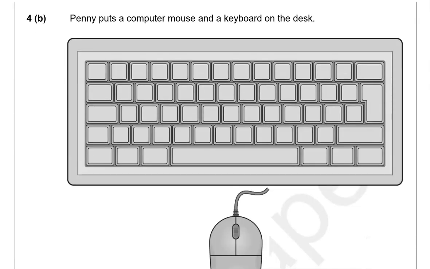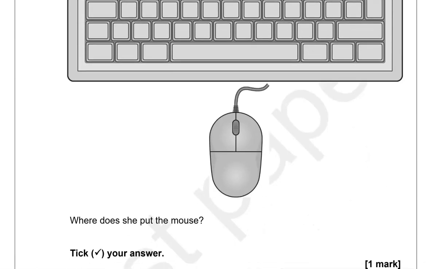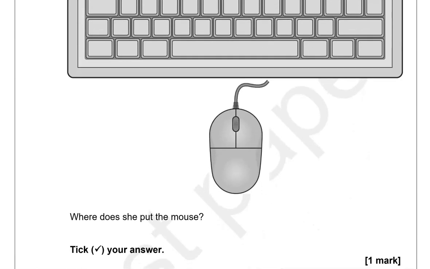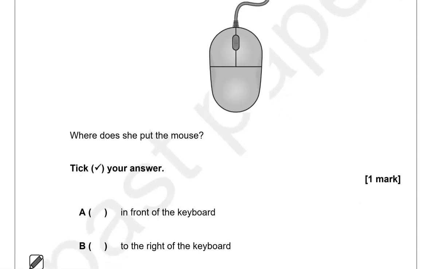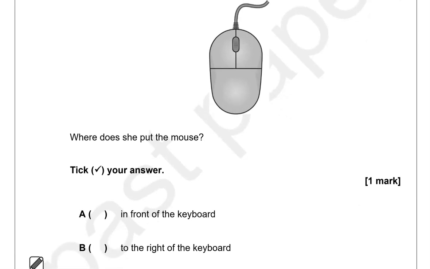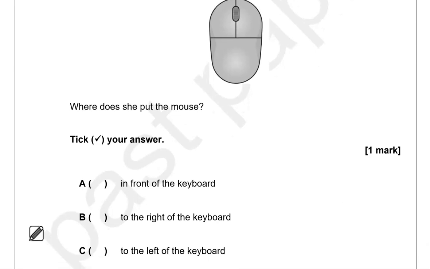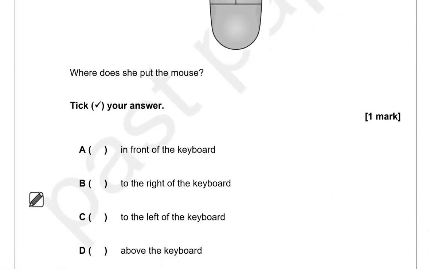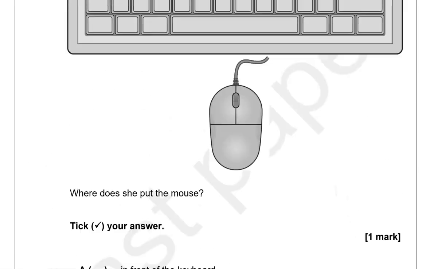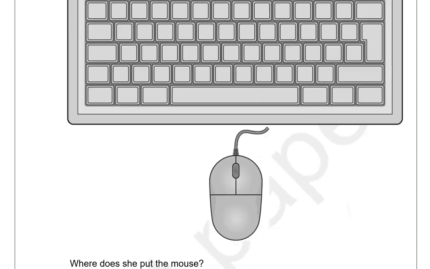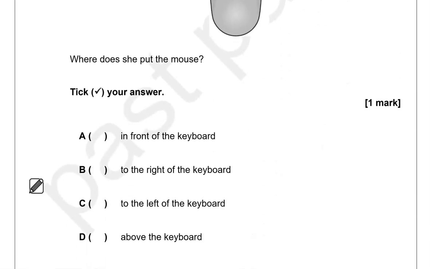Penny puts a computer mouse and a keyboard on the desk. Where does she put the mouse? Tick your answer. Is it in front of the keyboard? Is it to the right of the keyboard? Is it to the left of the keyboard? Is it above the keyboard? So looking at that, it is in front of the keyboard. So we're going to tick option A.